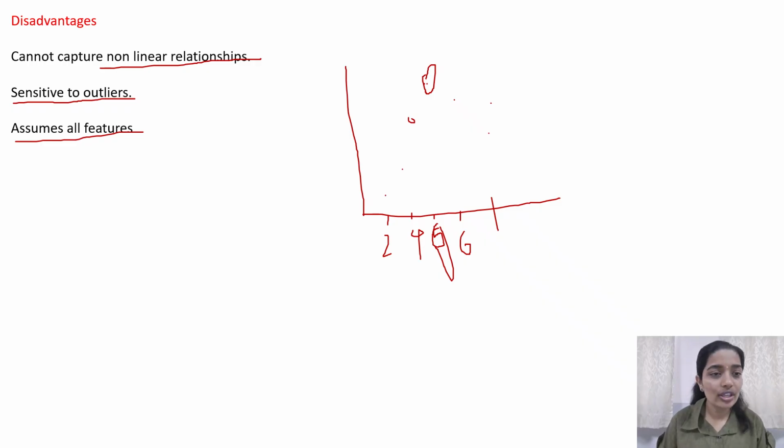So I hope we understood how exactly linear regression works. In our upcoming videos, we will be talking about gradient descent, most importantly, because two of the topics that we have covered are based upon gradient descent. So I think the next topic should be gradient descent, and then we can continue with logistic regression and further concepts.